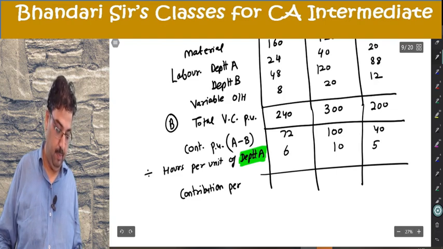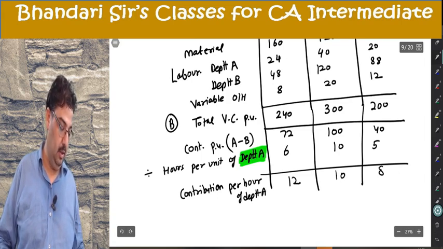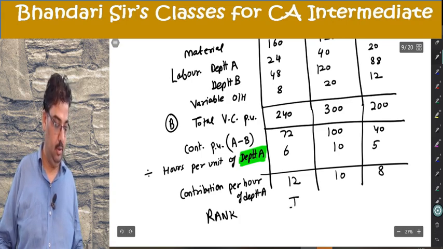Contribution per hour of department A: divide, and I get 12, 10, 8. I get step 3 also here. Rank 1, rank 2, rank 3.